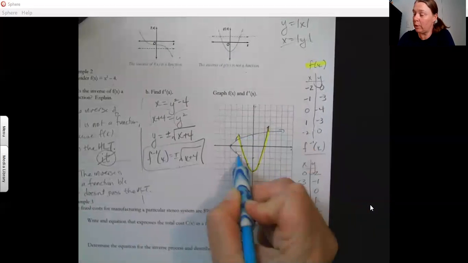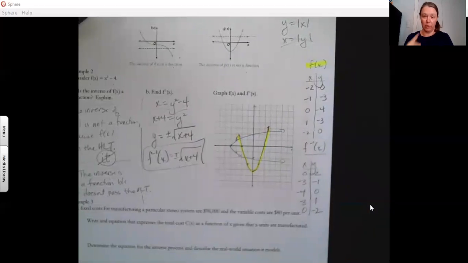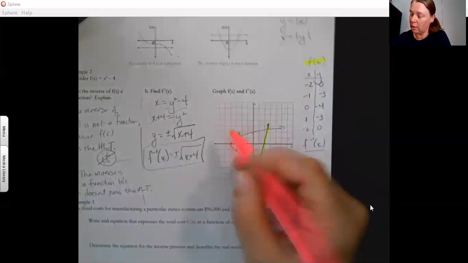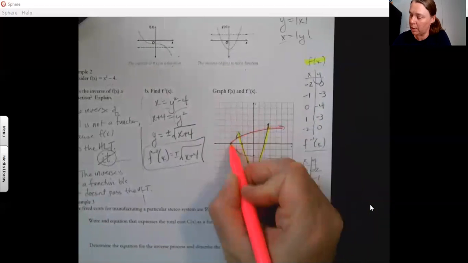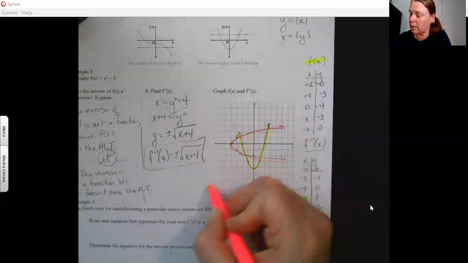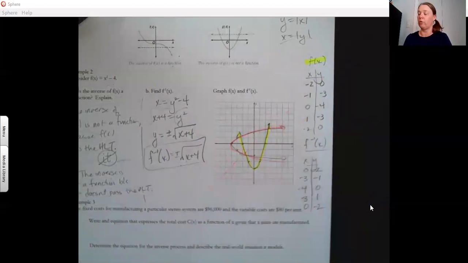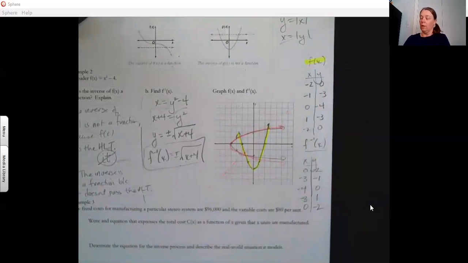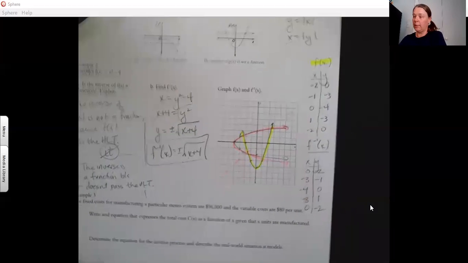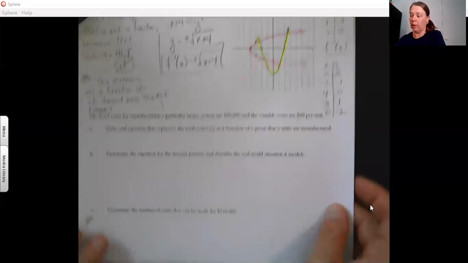But you see what I mean, where if you just try to flip it over the line y equals x, it gets a little tricky, everything gets muddled because they end up overlapping. But you can kind of see there's that line where they reflect over each other. All right, so go ahead and read example 3 and think about how you might start that one.